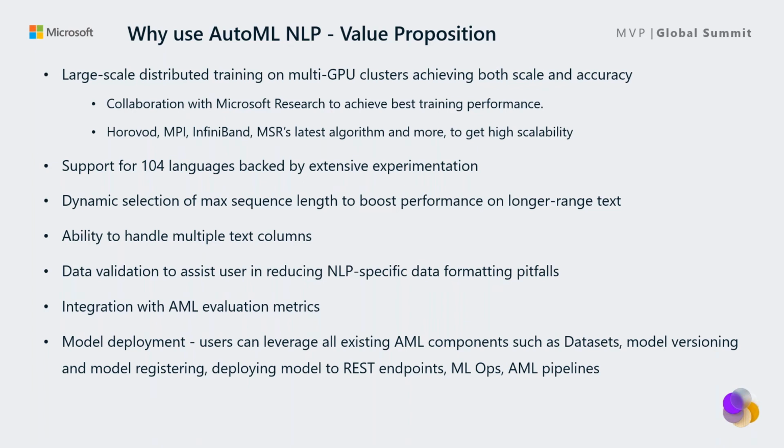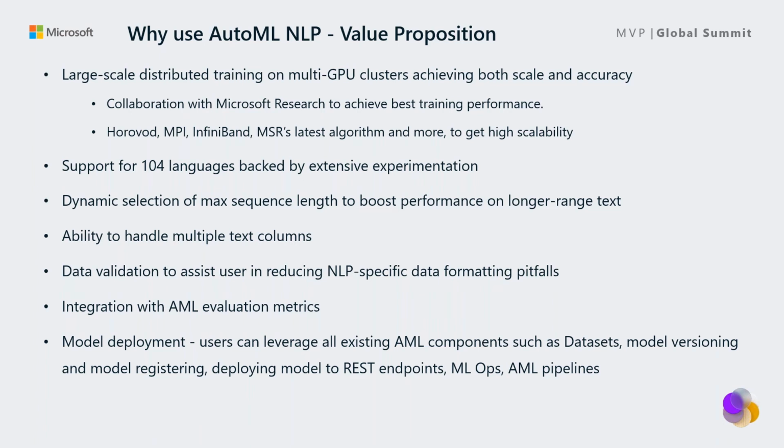And we are leveraging Horovod, MPI, InfiniBand, and also including the latest Microsoft Research algorithms to get high scalability. So this is a really cutting-edge distributed training experience. And for you to use it, you don't have to do a lot of configuration. You just need one line of code to enable DNN distributed training, and we automatically do all these things for you. This will largely accelerate the training process, and I'm going to show you a benchmarking table in the later slides.